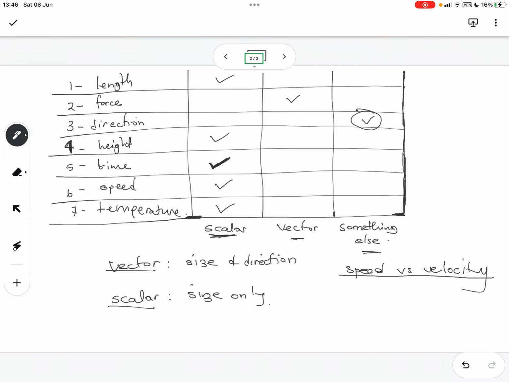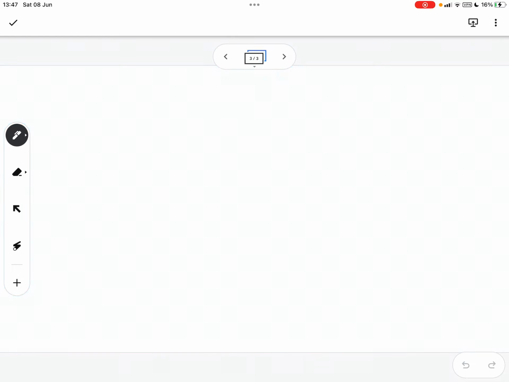And then what about temperature? Temperature is a scalar. Yes. But then again, I could also be wrong with this one. I would like to think it's something else, because direction doesn't really measure a size of something. It just tells you in which way it's going. Is it going left, right, up, down, east, north, south, west, etc.